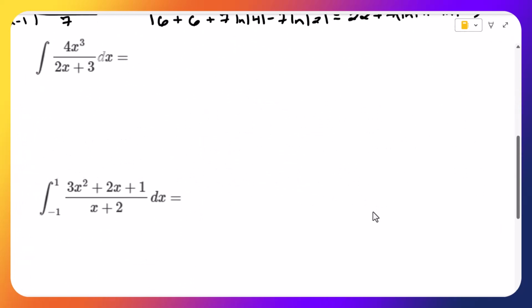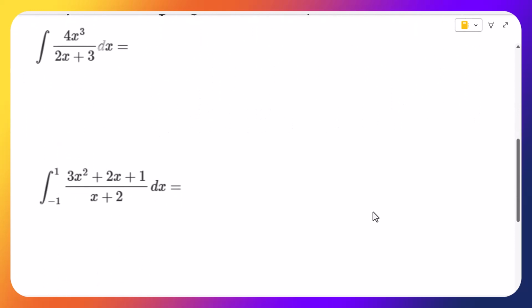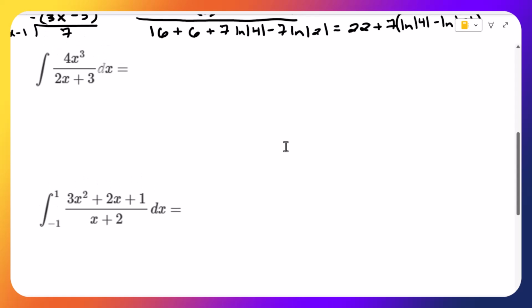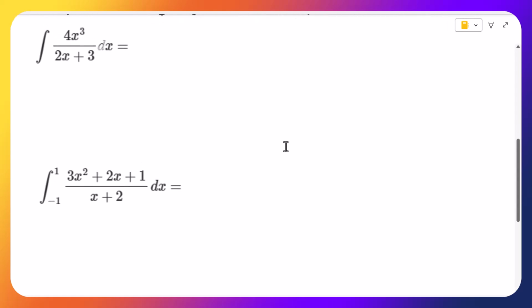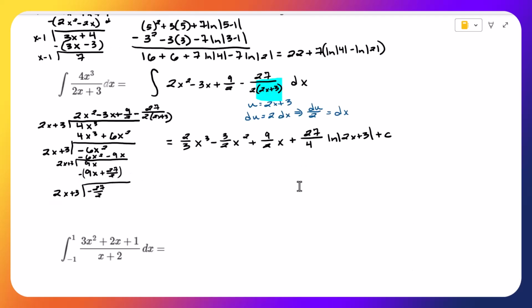These second two are still long division. Go ahead and try and work it on your own when I come back. I'm just going to have it worked out, and I'm going to talk through it really fast. Okay, coming back.